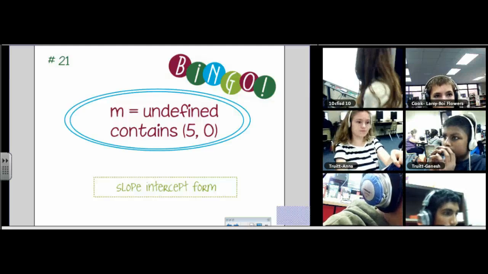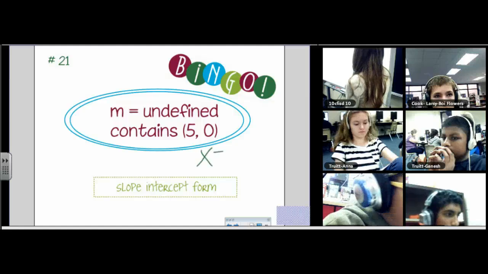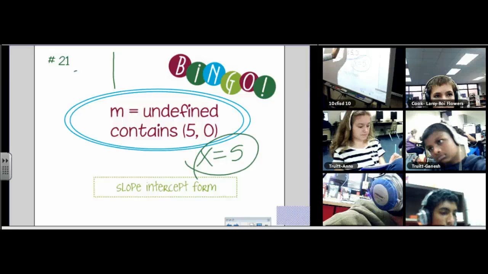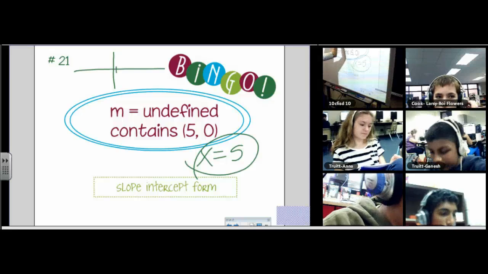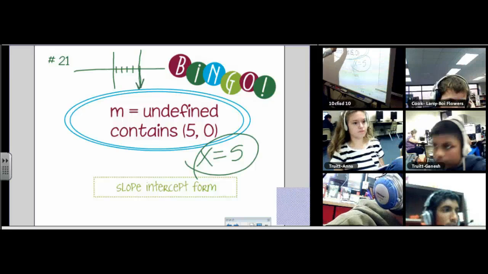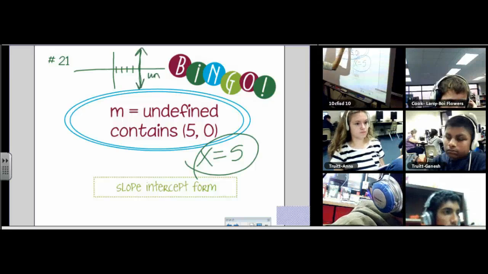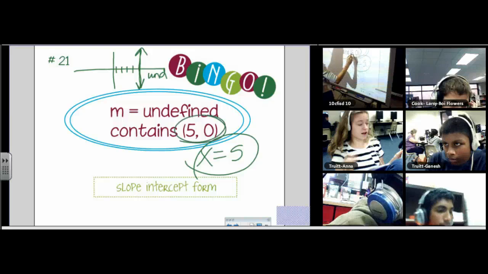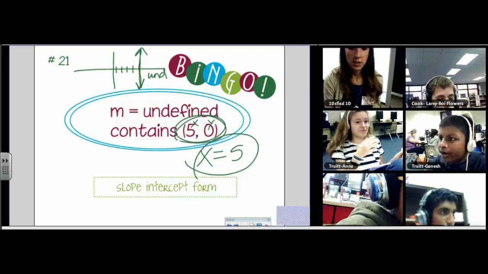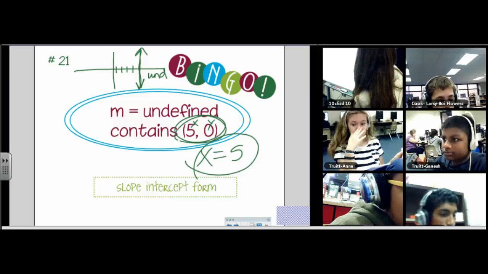X equals 5. That is the answer to this problem. X equals 5 is a vertical line. It looks like this. You go on the x-axis 1, 2, 3, 4, 5. You draw a vertical line. There we go. That has an undefined slope. And how do we get 5? Well, we just looked at our coordinate. That was the x value. And y value was 0. So the answer was x equals 5. Mark that out on your bingo card.